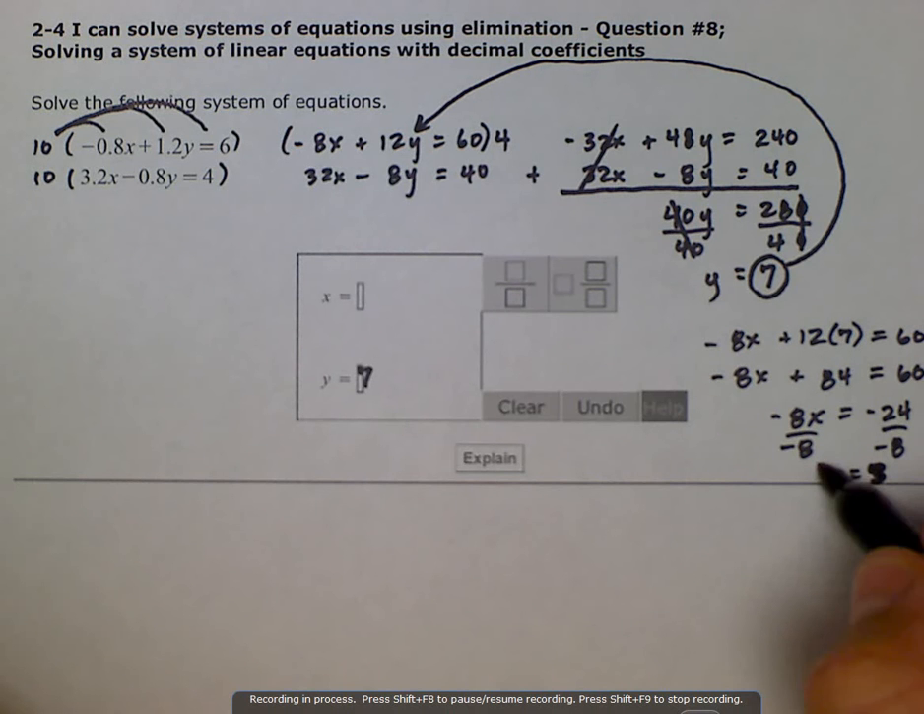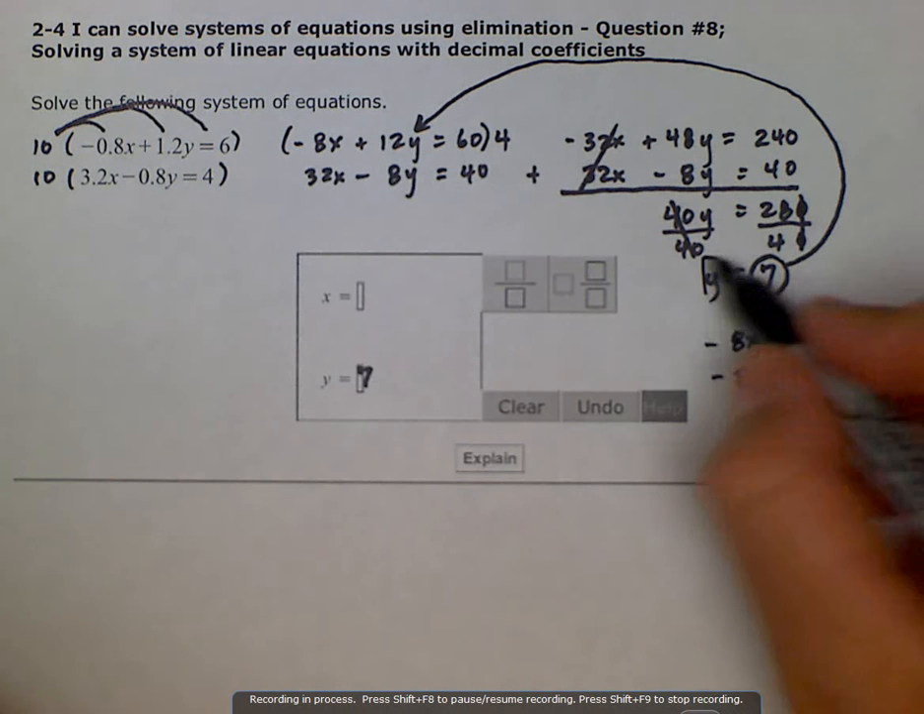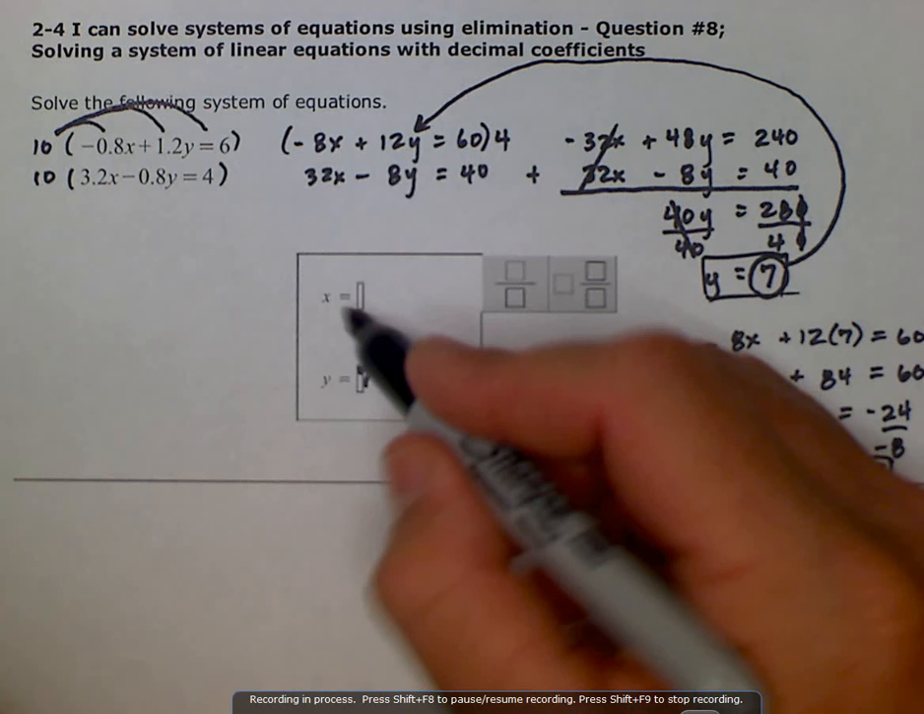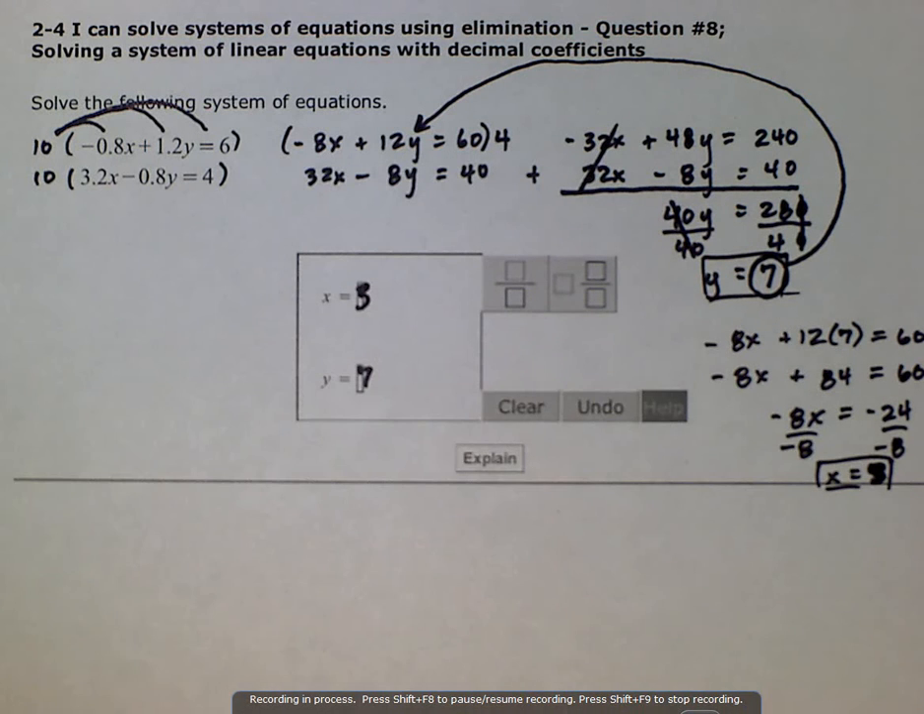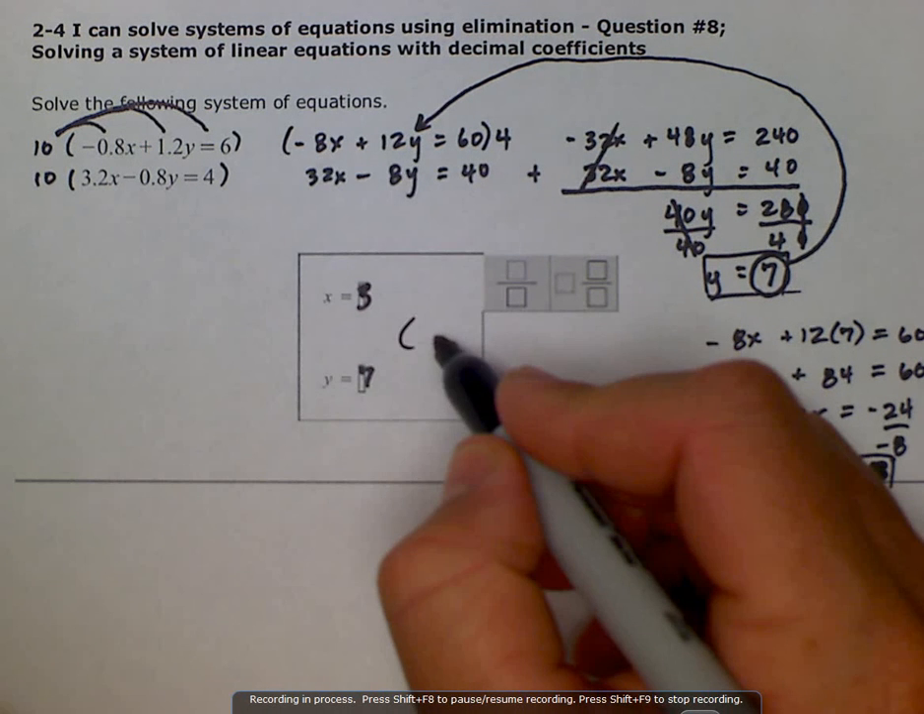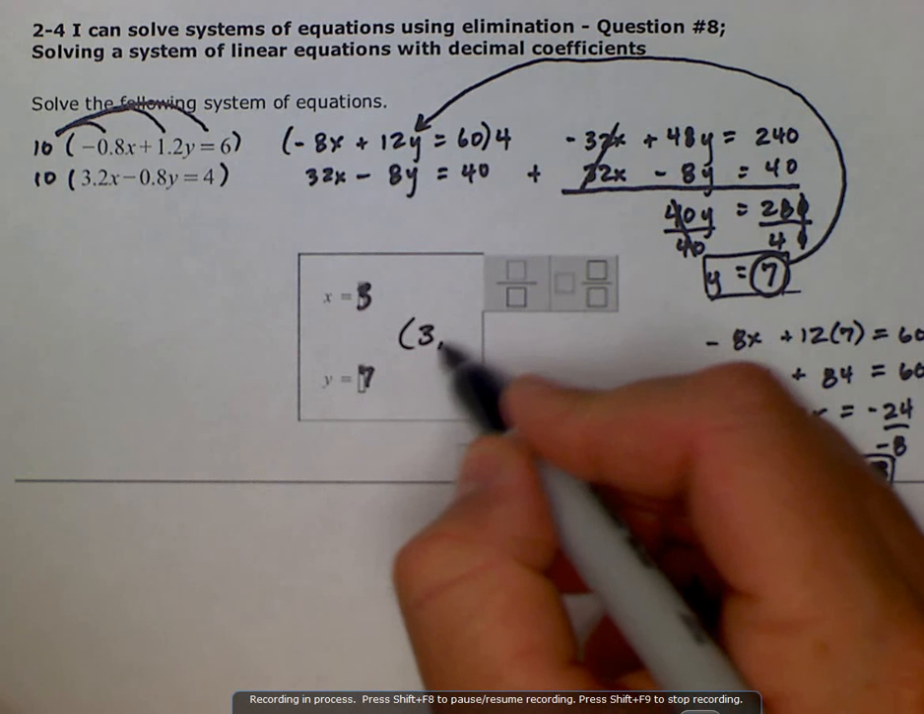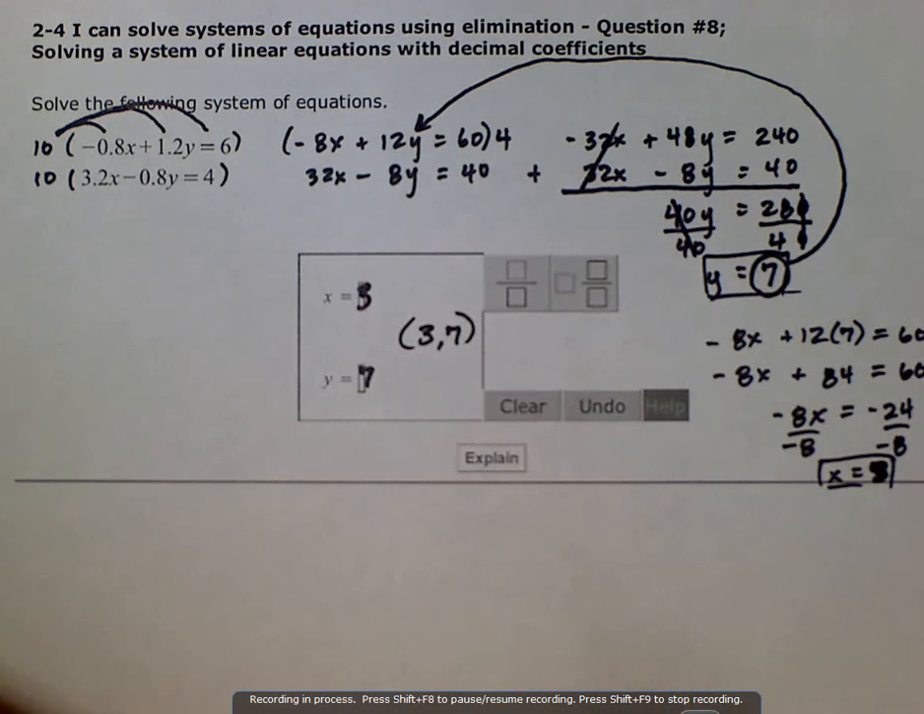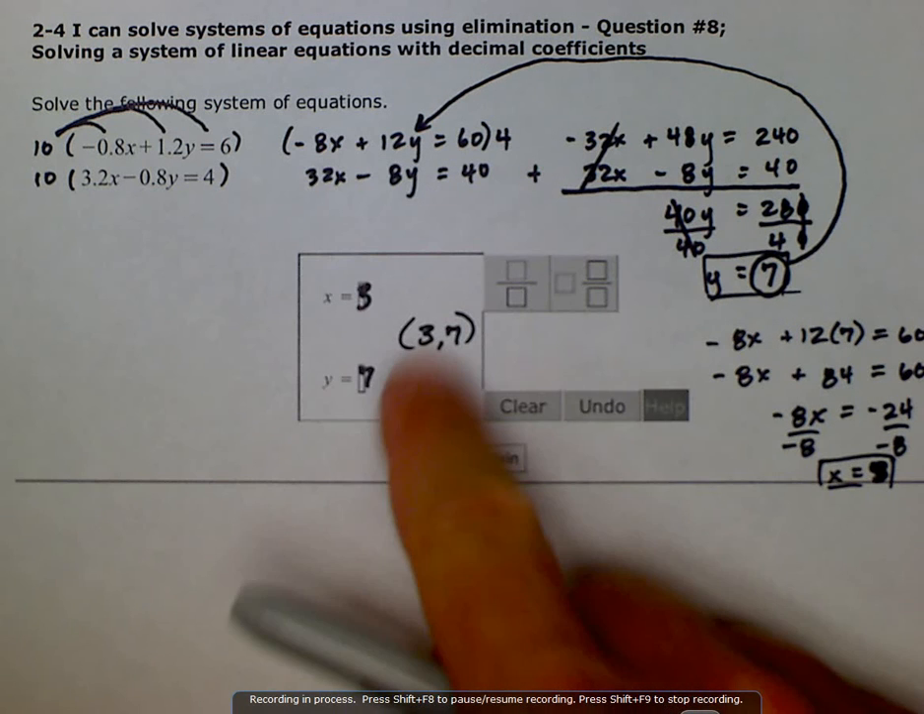X is equal to 3, and y is equal to 7. So what this tells me is that the coordinate (3, 7) is where these two lines cross on the graph, and the only xy combination that satisfies both of these equations.